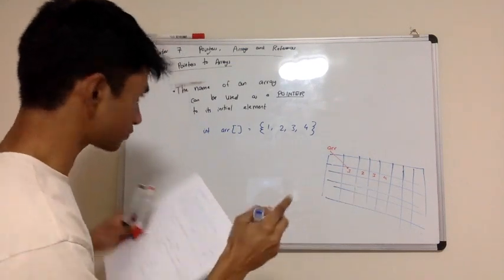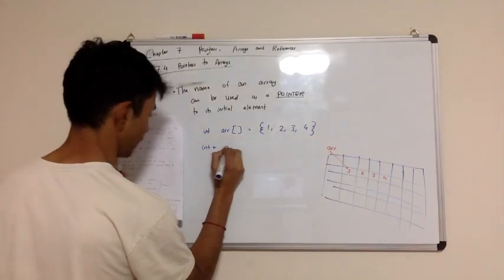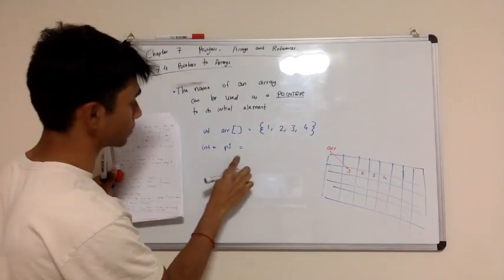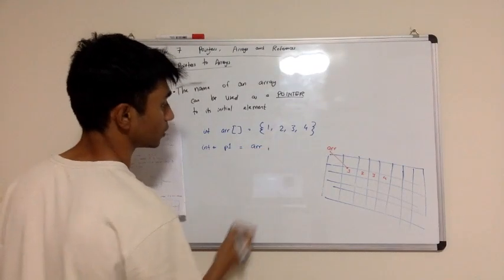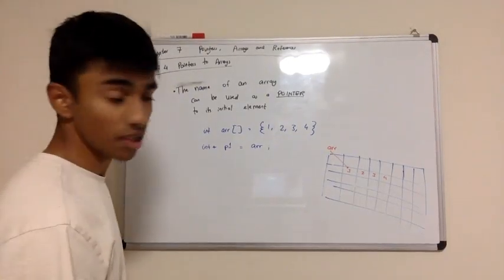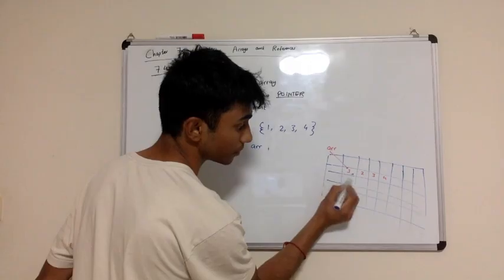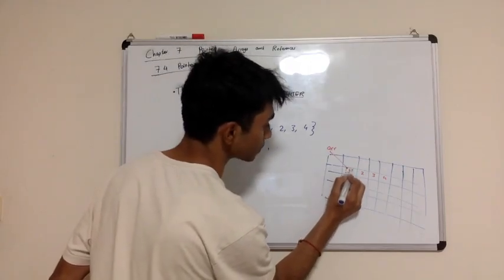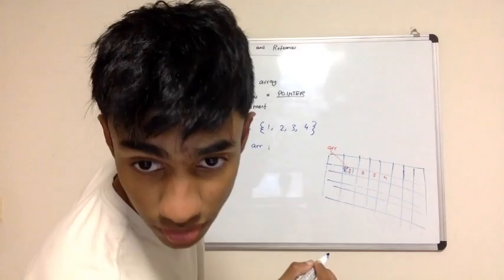So if I was to then initialize a pointer to an integer, int star p1, and I was to use the array name, that's actually perfectly fine. What would happen is the address of the first element, the first byte of the first element, would be used, because this is actually made up of 4 bytes, so that first address there.